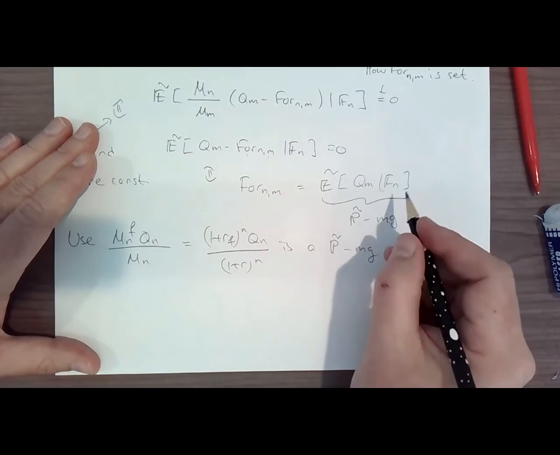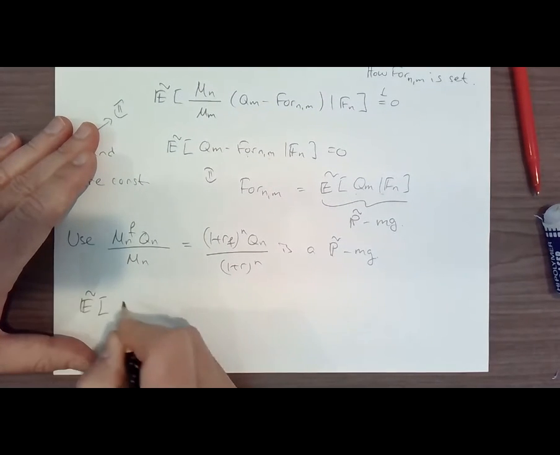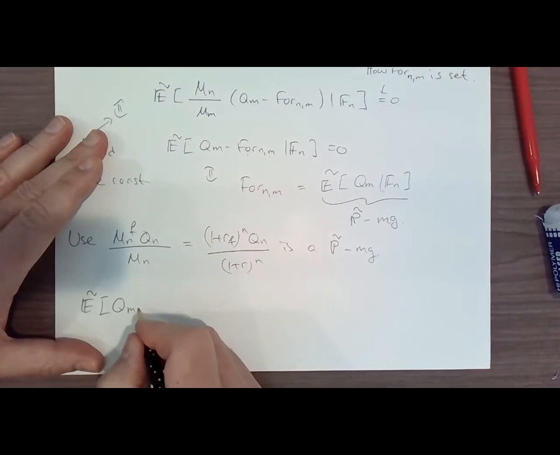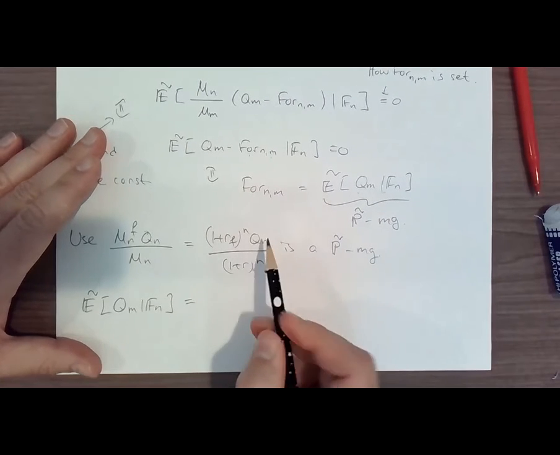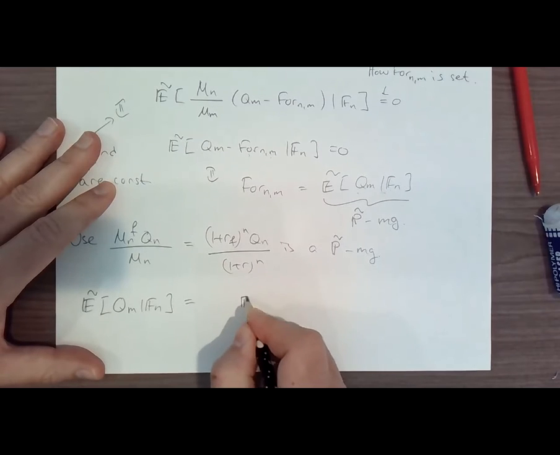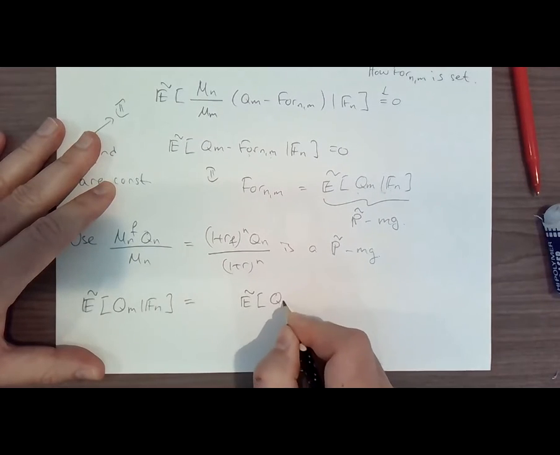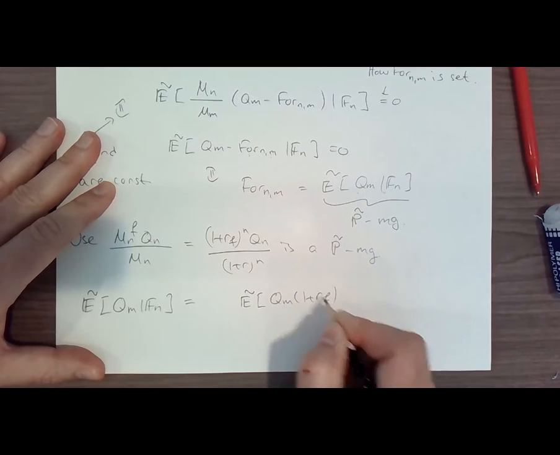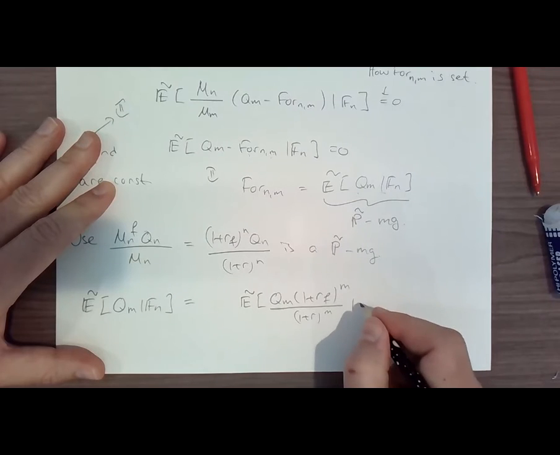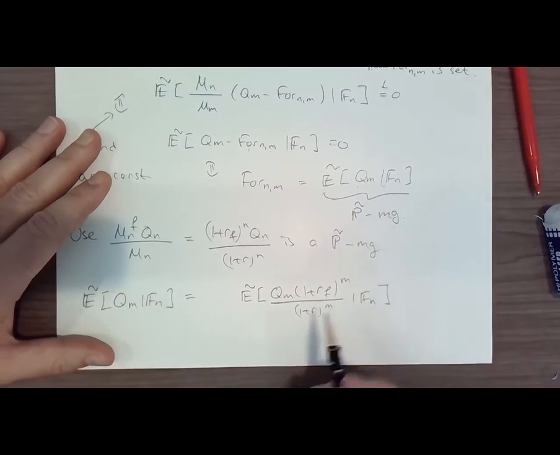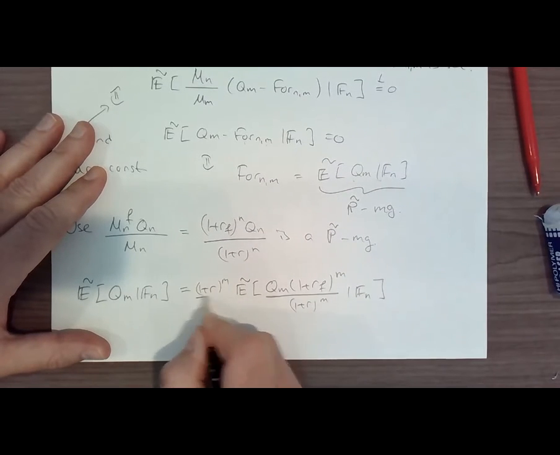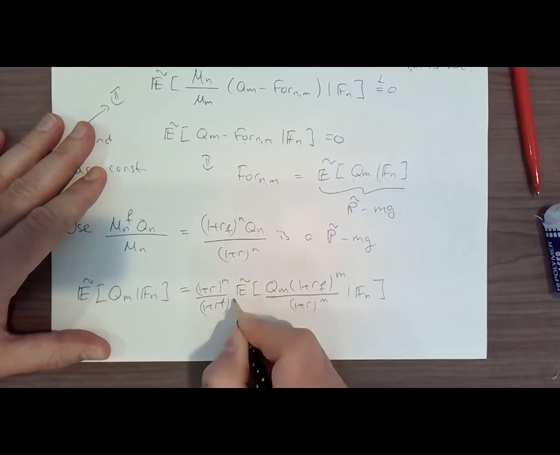So let's give it a go. Let's see what it is. E tilde. We know it's going to be a martingale, but maybe we can reduce it a little bit. So if I take Q_m given F_n, I want to write it in terms of what I have here, because this is what I know is a martingale. So I want to write this as Q_m times (1 + R_f)^m divided by (1 + R)^m given F_n. Now, of course, the equality sign is not true, so I need to correct for it. So I only have (1 + R)^m divided by (1 + R_f)^m.